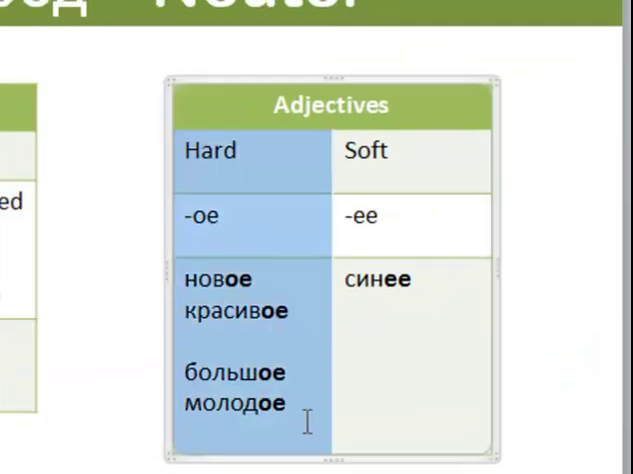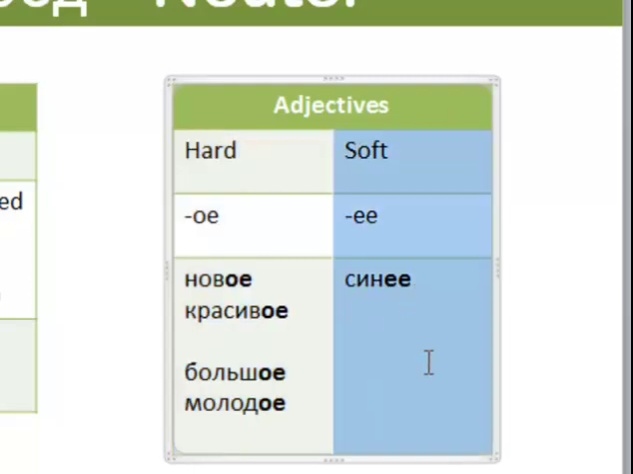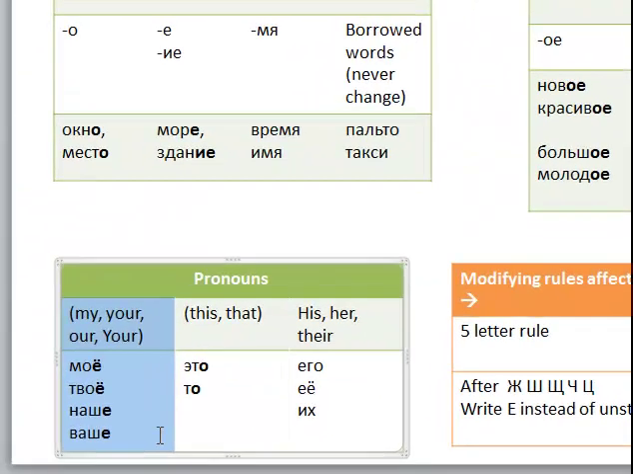For adjectives, the hard ending is ое. For example, новое, красивое, большое, молодое. And the soft ending is ее. For example, синее. The possessive pronouns that you should remember for neuter are моё, твоё, наше, ваше, and его, её, их, that never change. The demonstrative pronouns are это and то.